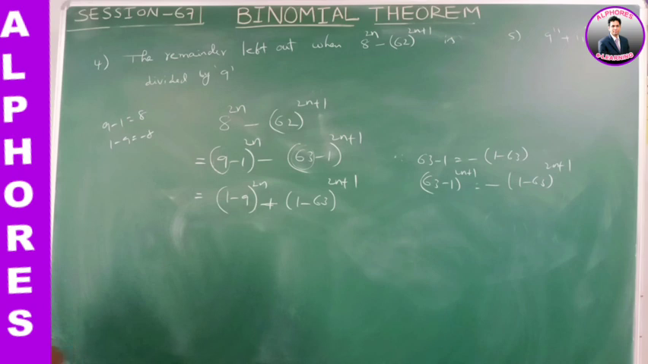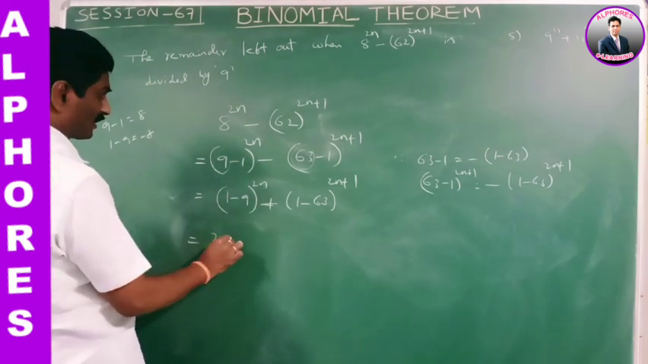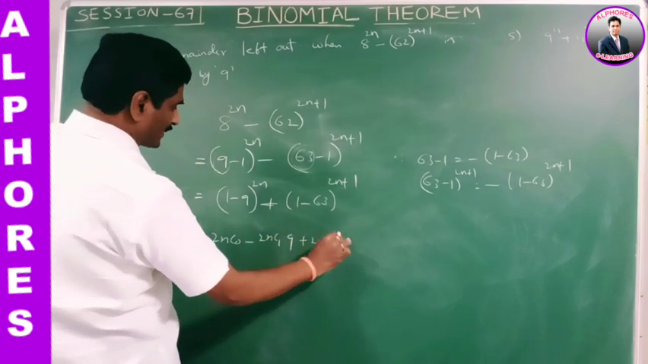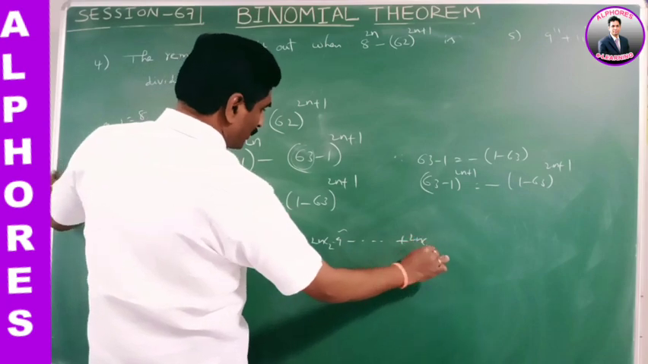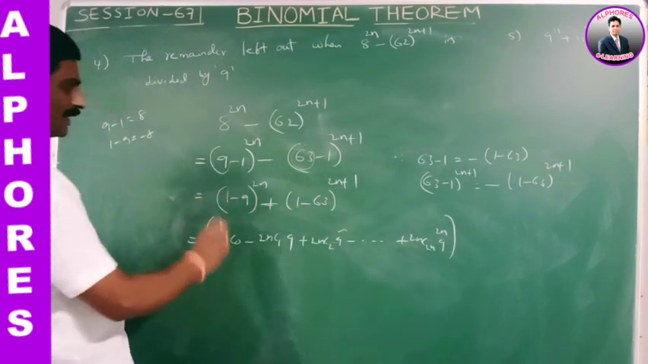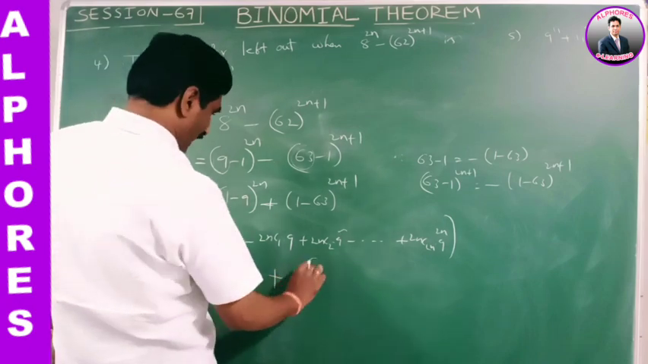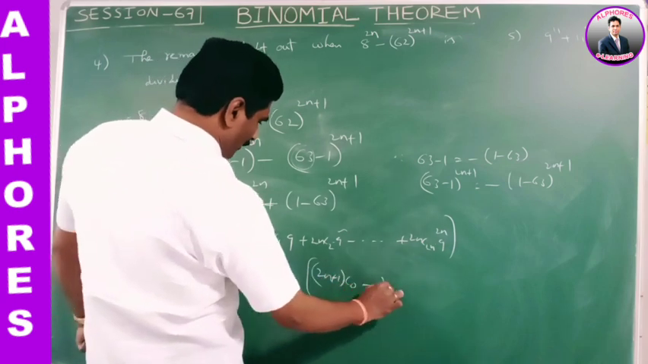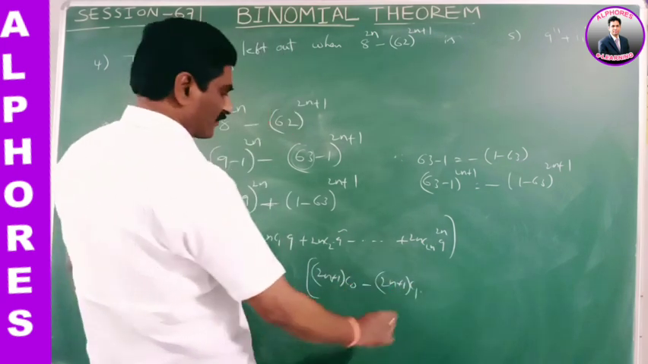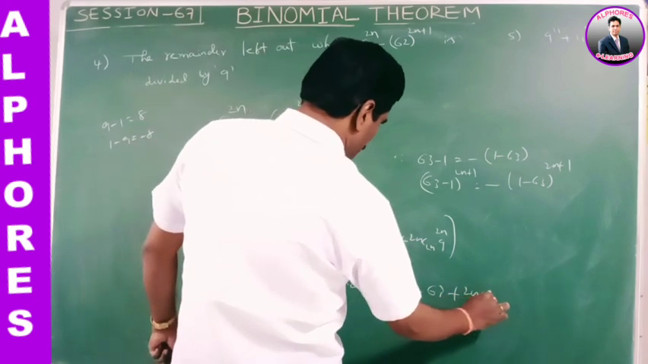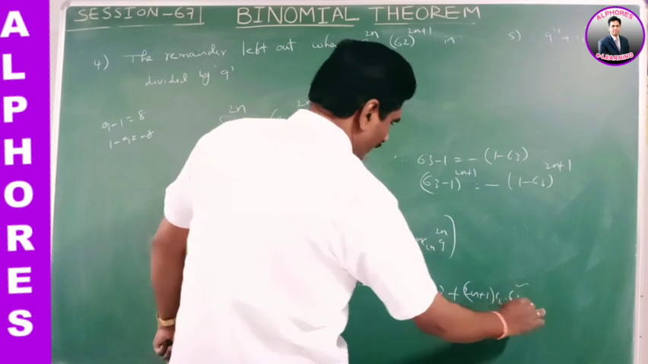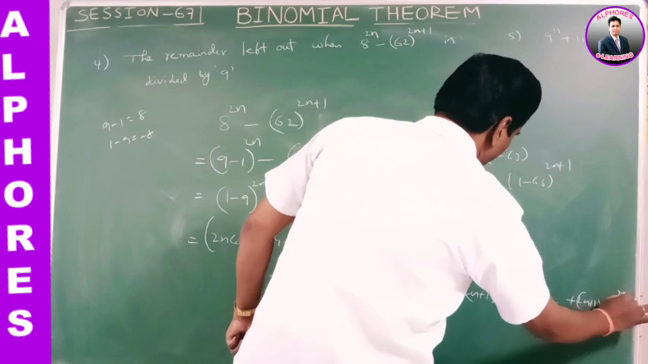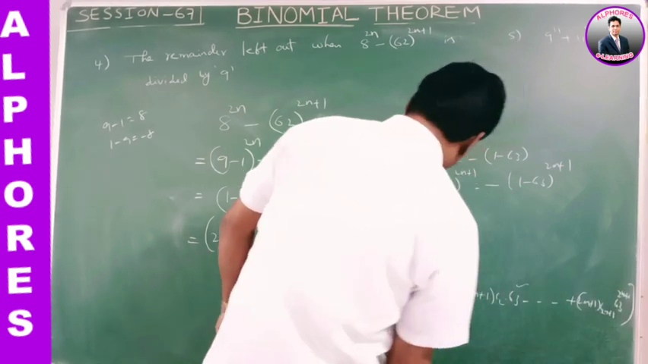After simplification, it can be reduced into 2nC0 minus 2nC1 into 9 plus 2nC2 into 9 square, minus and so on, up to 2nC2n into 9 power 2n. It is the first expansion. Next, the second expansion, plus 1: (2n+1)C0 minus (2n+1)C1 into 63 plus (2n+1)C2 into 63 whole square minus and so on. The last term is (2n+1)C(2n+1) into 63 whole power 2n plus 1.